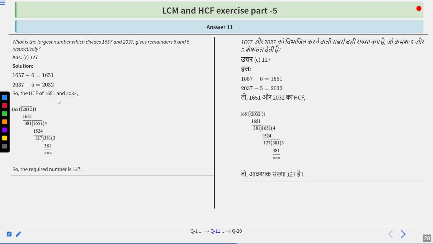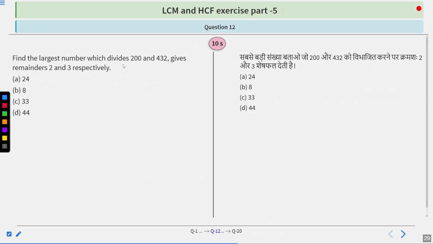So using the division method, we divide the greater number by the smaller number. We get 381 as the remainder in the first step. Now dividing the previous divisor by this remainder, we get 127 as the remainder. Now again dividing the previous divisor, that is 381, we get 0 as the remainder. So the last divisor was 127. So that means the required number is 127. Option number C is the correct answer.